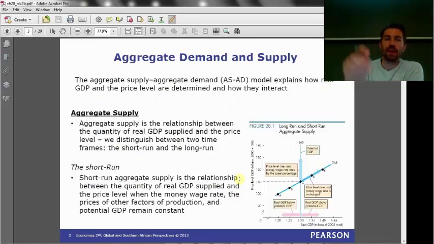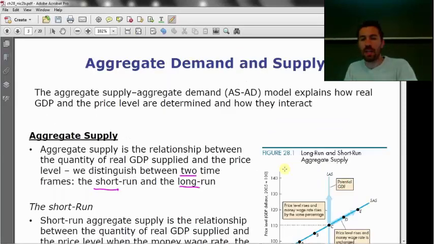So, aggregate demand, aggregate supply. The aggregate demand, aggregate supply model explains how real GDP and price level are determined and how they interact with one another. And we begin our discussion with aggregate supply. What is aggregate supply? It's the relationship between the quantity of real GDP supplied and price level. And we distinguish between two time frames, short run and long run.